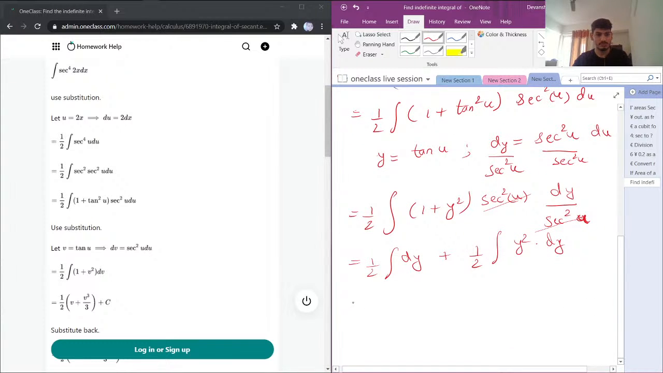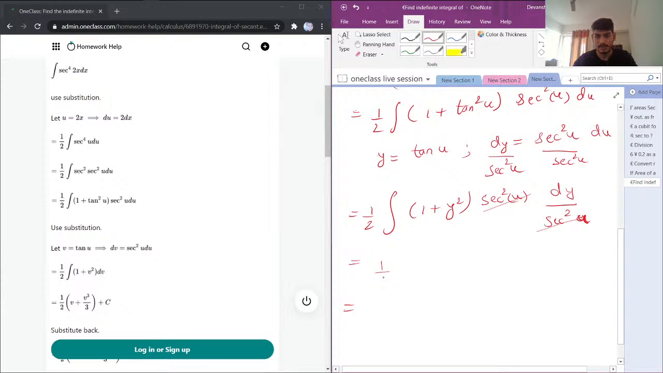Now I am going to use the calculus identities, the formulas of integrals. So here 1 by 2 integral of dy will be y plus 1 by 2 integral of... wait, I shouldn't just take this out. I will not take this out.